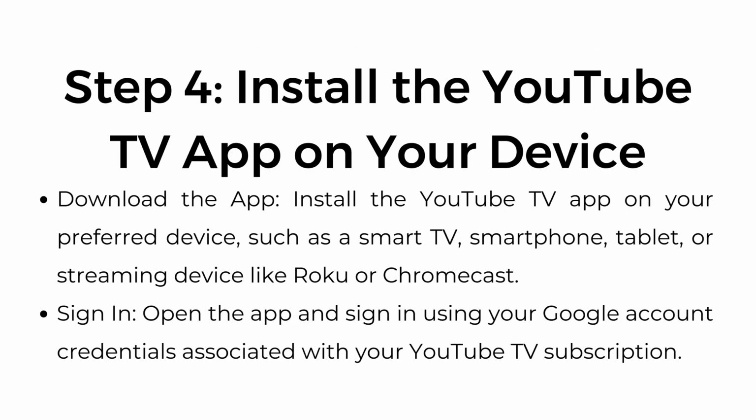Step number 4, install the YouTube TV app on your device. Download the app. Install the YouTube TV app on your preferred device, such as a smart TV, smartphone, tablet, or streaming device like Roku or Chromecast. Sign in. Open the app and sign in using your Google account credentials associated with your YouTube TV subscription.